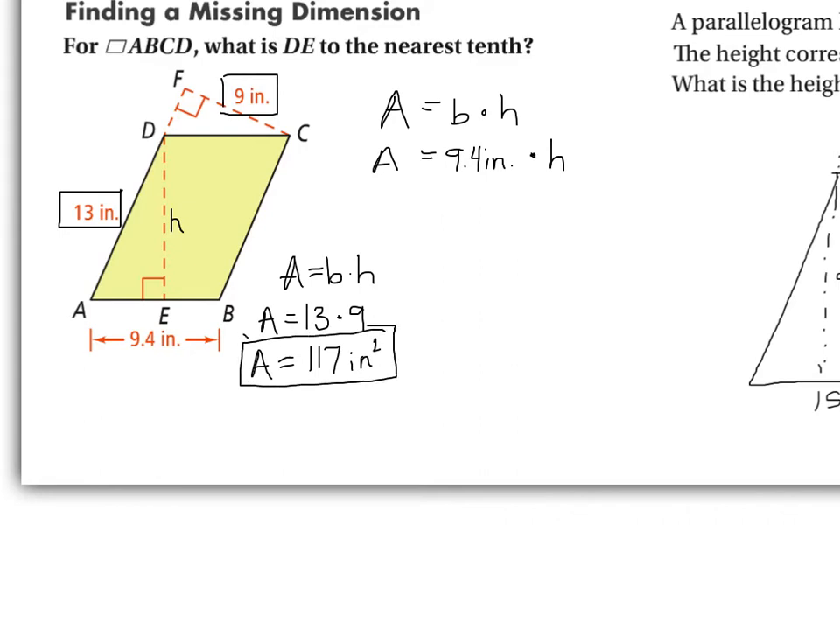Now I'm going to substitute this in. So this is 117 inches squared equals 9.4 inches times the height. Now I only have one variable, so I can go ahead and solve for the variable, dividing by 9.4 inches.